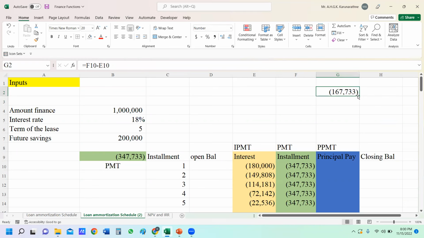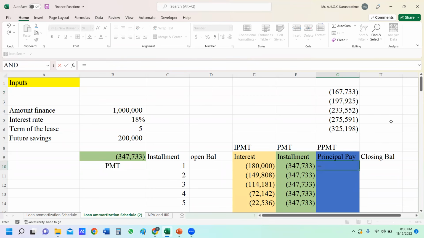So this is the loan repayment. The principal payment should be like this. අපි බලමු using the PPMT formula. Okay, PPMT formula, the principal payment formula.